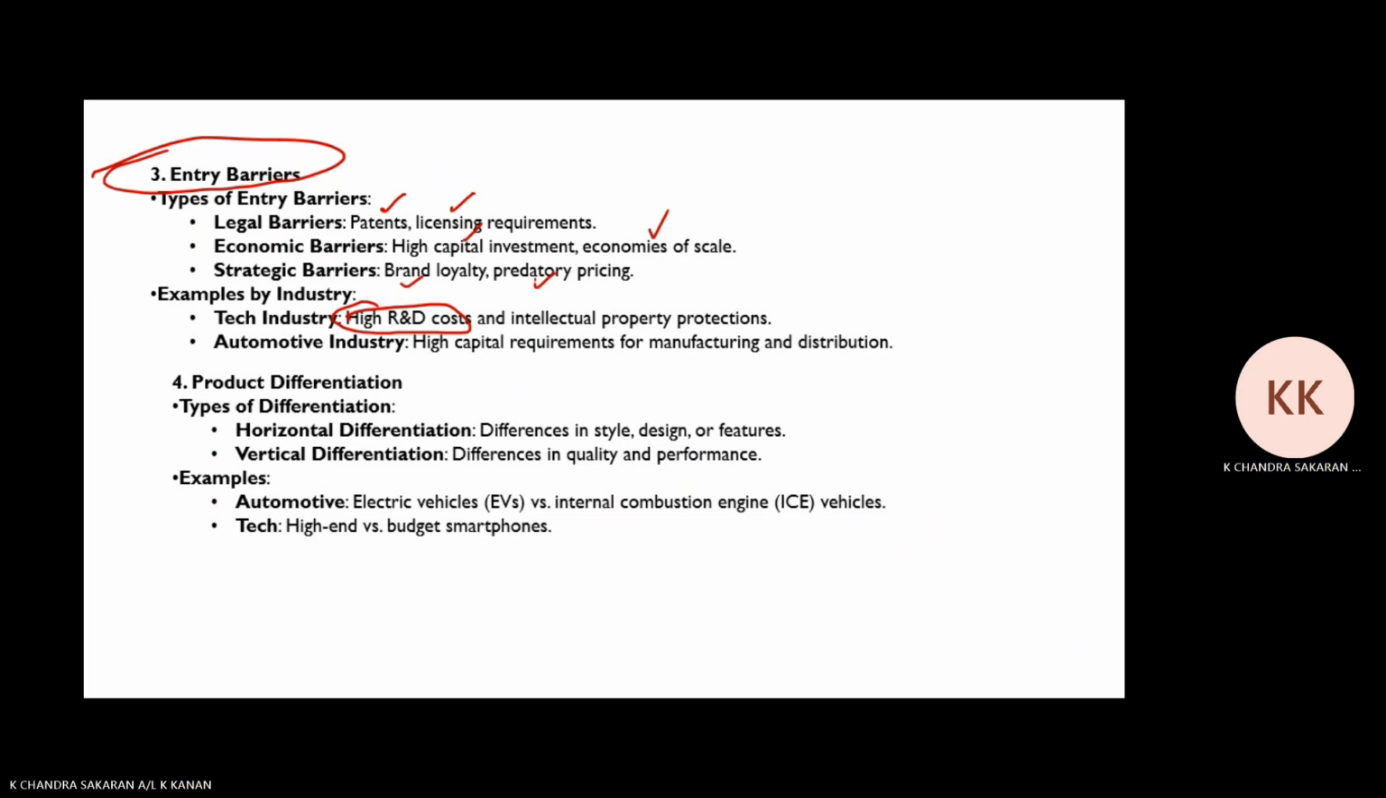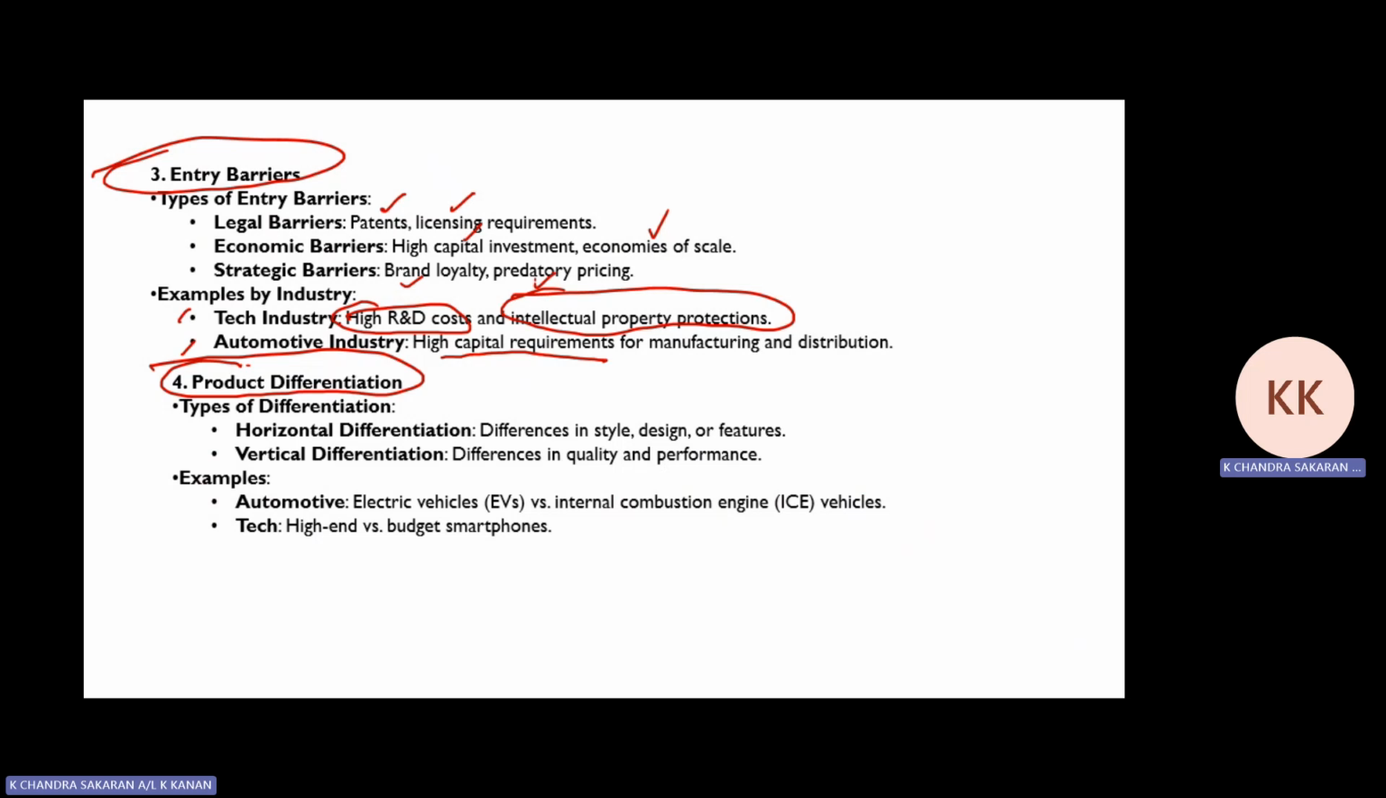Intellectual property protection. Automotive industry, very high capital requirement. A lot of investment, you need investment capital, millions of dollars required to start the business. Different industries have different kinds of barriers. Okay, then talk about product.